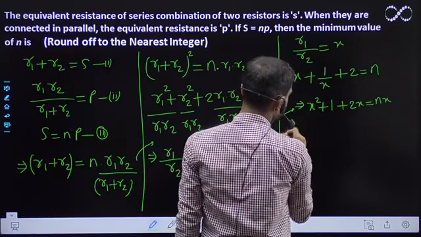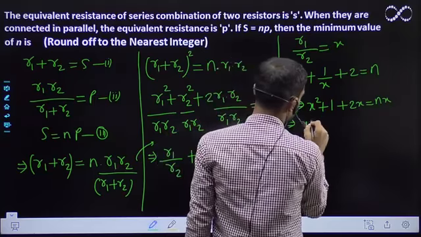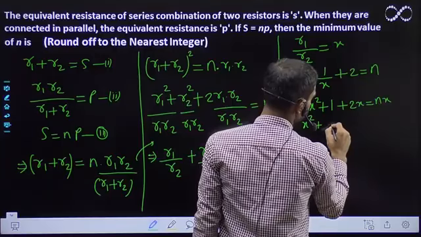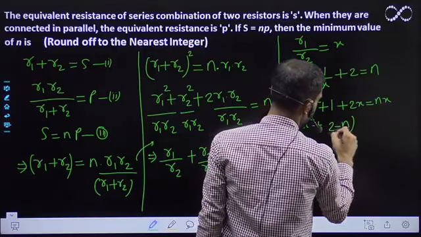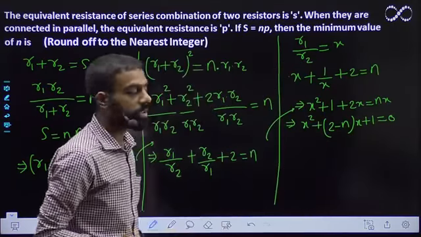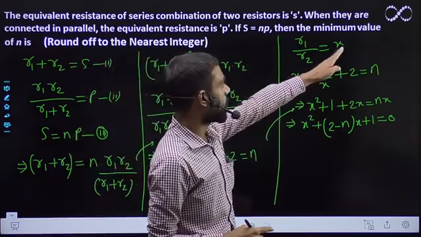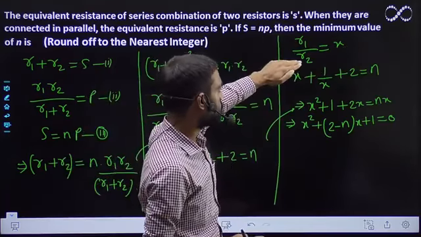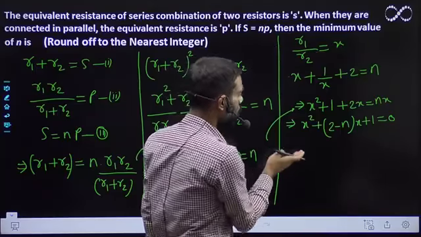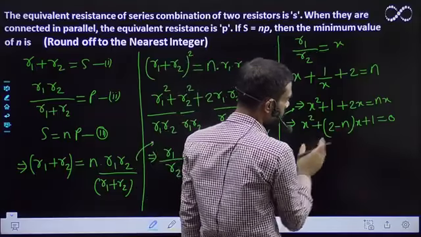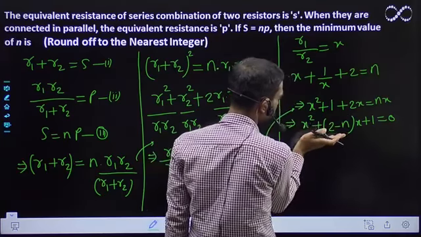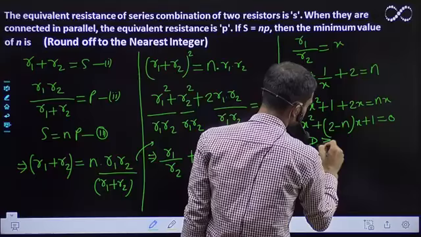Now we will see here, this becomes quadratic equation in X. So this becomes X square plus, this can be taken this side, so (2 minus N) X plus 1 is equal to 0. So this is the quadratic equation in X. Now if you will see here, the value of X will be real because R1 is the resistance, R2 is the resistance. So these two are real numbers. So division will also be real. So X is the real number. So the root of this quadratic equation will be real. So from here I can say, since X will be real, hence the root will be real. So the D will become greater than equal to 0.